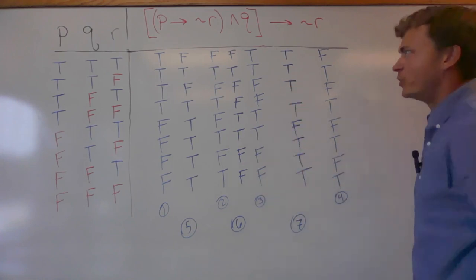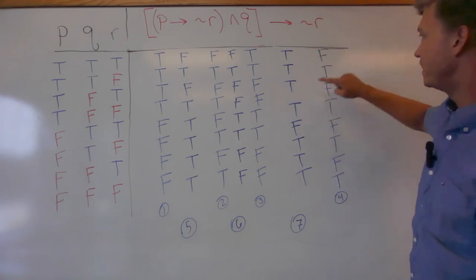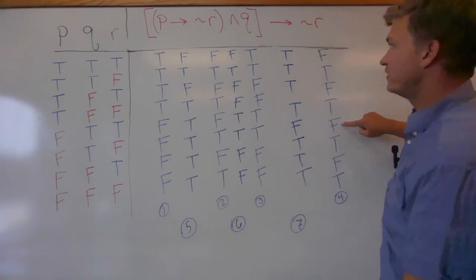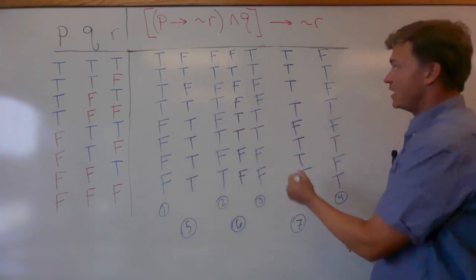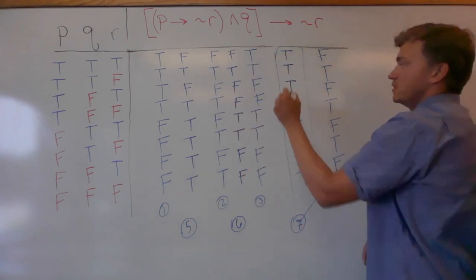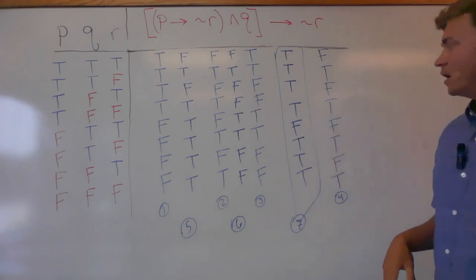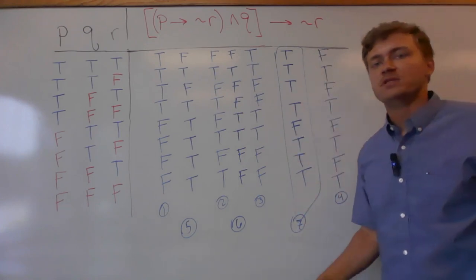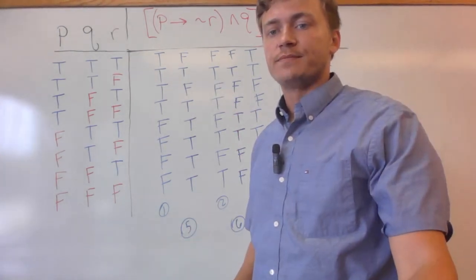Looks like we were just one away from our tautology there. Just to make sure, one, two, three, four, five. True implies false is false. So it appears here that we were so close to a tautology, but we just had one F making this not a tautology. But nevertheless, we see our outcomes for our three statements, whether they are true or false.